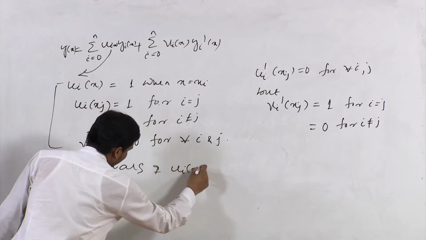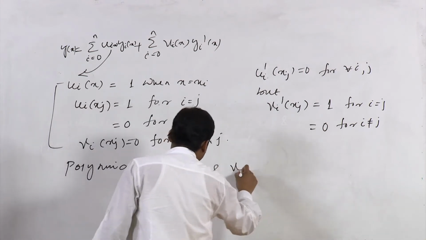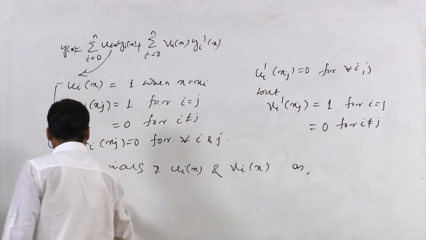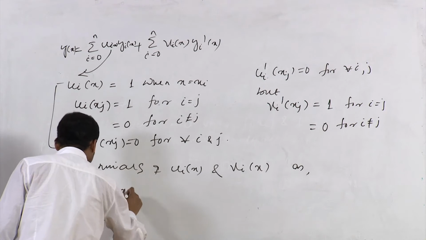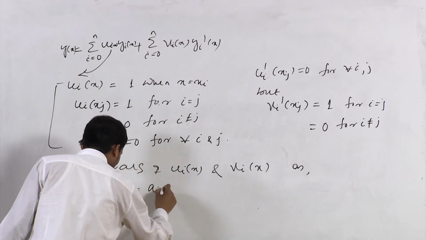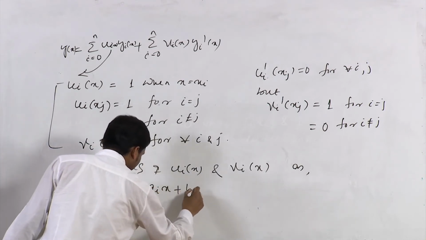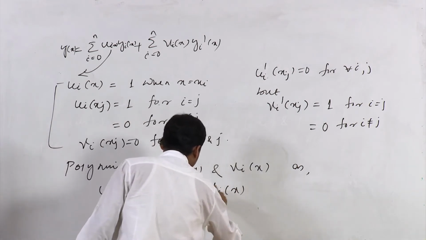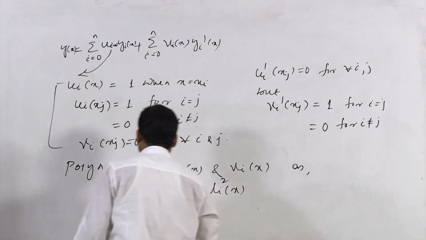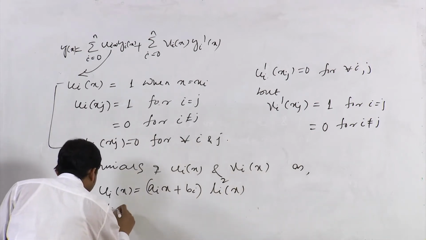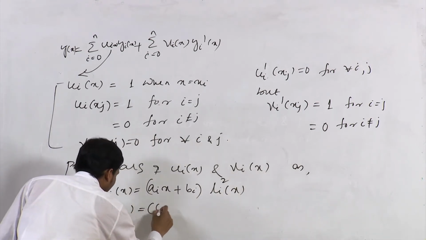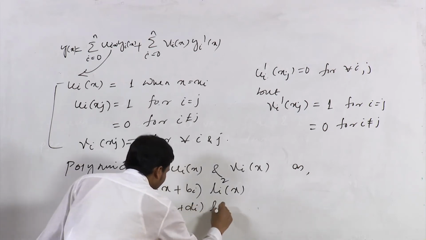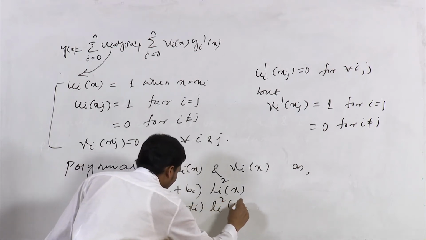v_i(x) as follows. u_i(x) can be written as (a_i x plus b_i) into l_i(x) square. Similarly, v_i(x) can be written as (c_i x plus d_i) l_i square of x here.